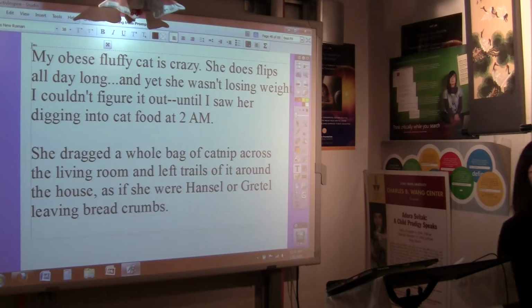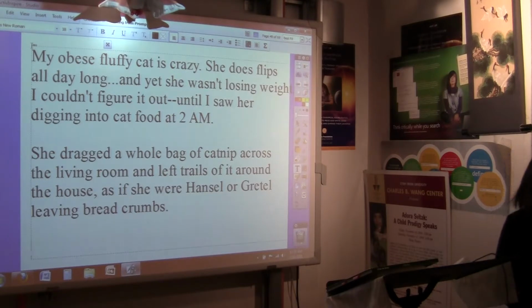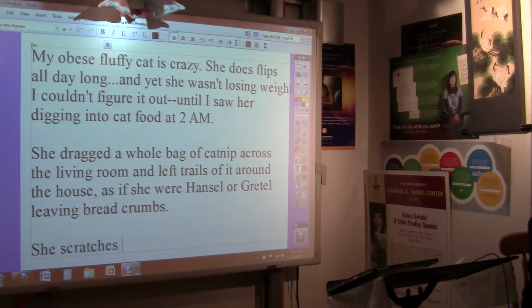Okay, so kind of figurative language comparing her to Hansel and Gretel with the breadcrumbs. And one more thing which would make a cat crazy. Think of your cats and what they do when they're really mad or just out of it. Scratches people. Okay, she scratches people with her giant claws.